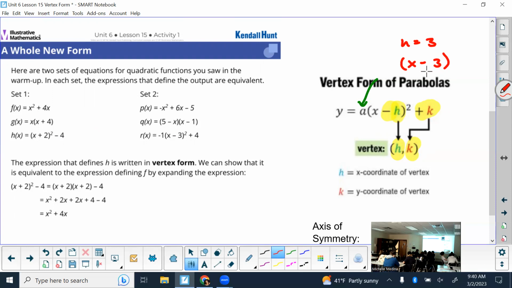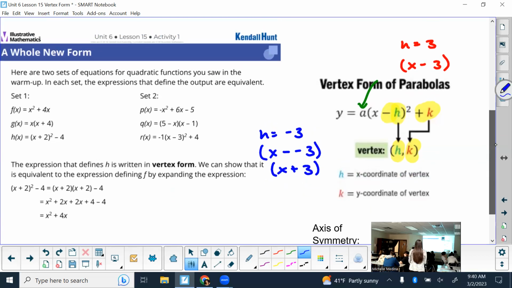Now, say I plug in a -3 for the h. When I plug it into this equation, I get x minus a -3. What happens to that double negative? Becomes a positive. So then, with the h, however it looks in the equation, its sign is actually opposite. For the k, it's the same sign that's in the equation. So that's the only confusing part there. But otherwise, that's where you pull the vertex out from.